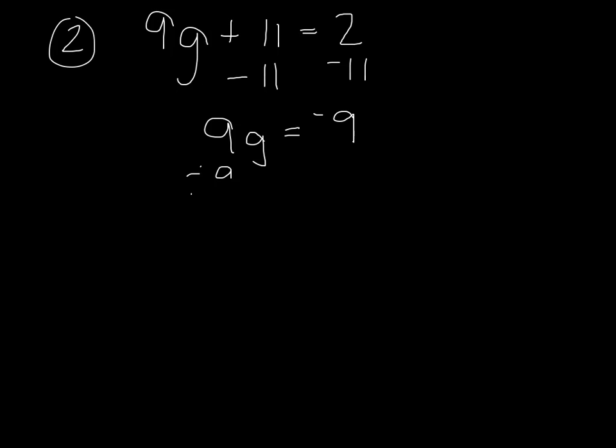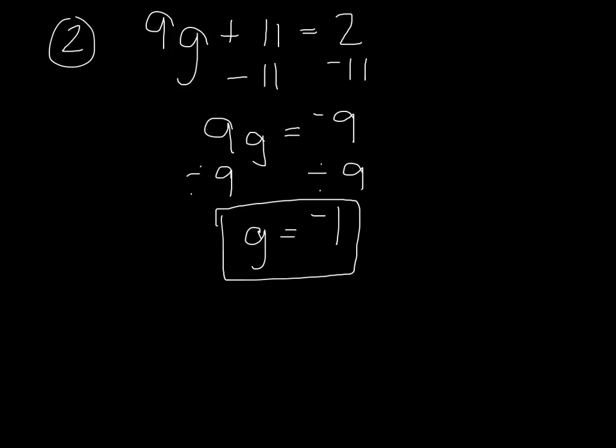Now I'll divide both sides by 9. A negative 9 divided by a positive 9 will make g equals a negative 1. Okay, and I could check this. 9 times a negative 1 would be negative 9, plus 11 would be a positive 2. Okay, so there's number 2 for you.